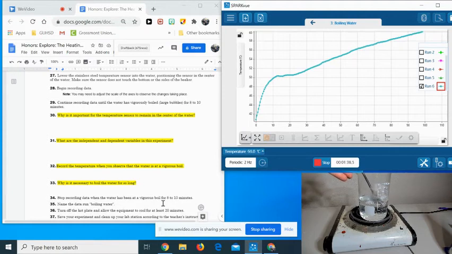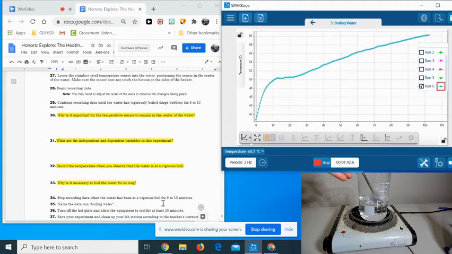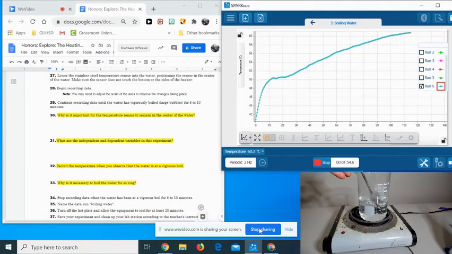So record the temperature when you observe the water is at a vigorous boil, and why is it necessary to boil the water for so long? So that's something that I'm going to go ahead and pause for, and I will come back in just a moment so that we can finish watching this graph after it's been boiling for quite some time.